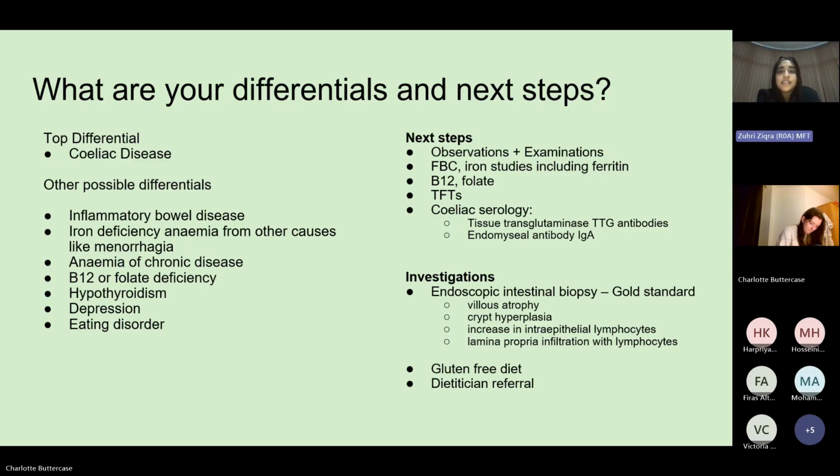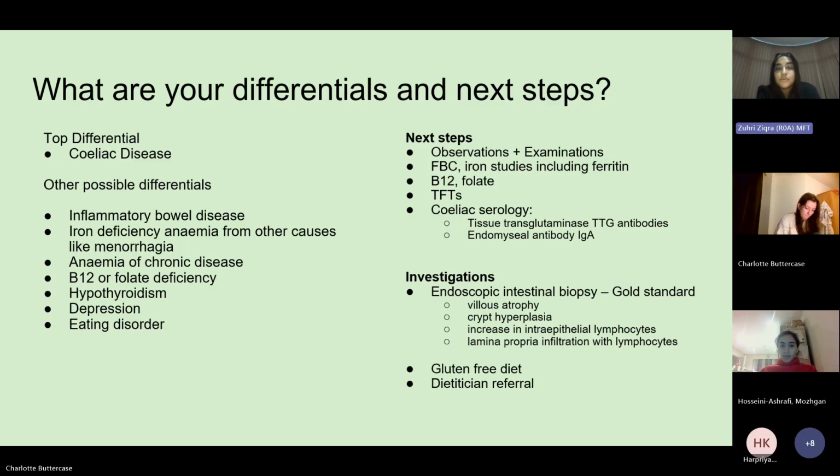But the gold standard is, remember, you'll have to refer them for a biopsy of their intestines, won't you? Endoscopic intestinal biopsy. And these are some things to look out for.